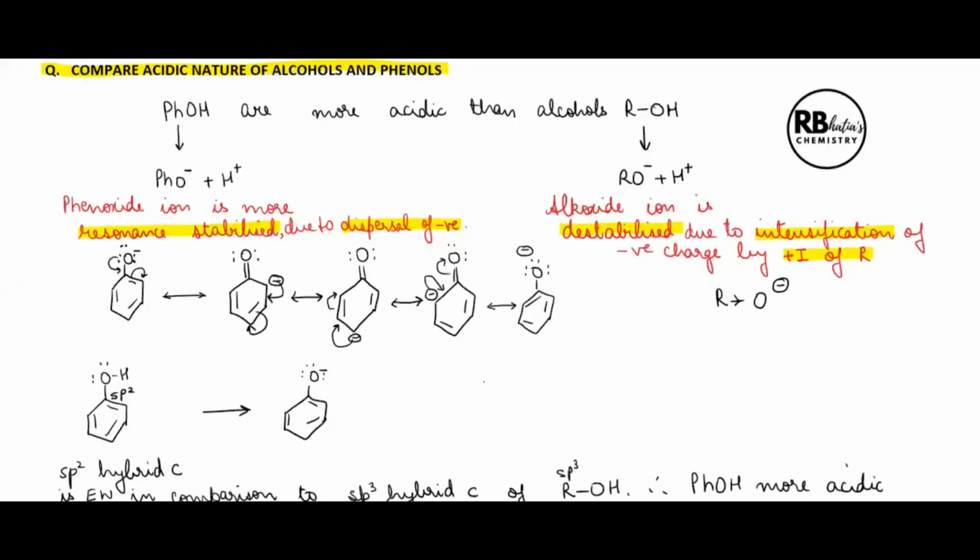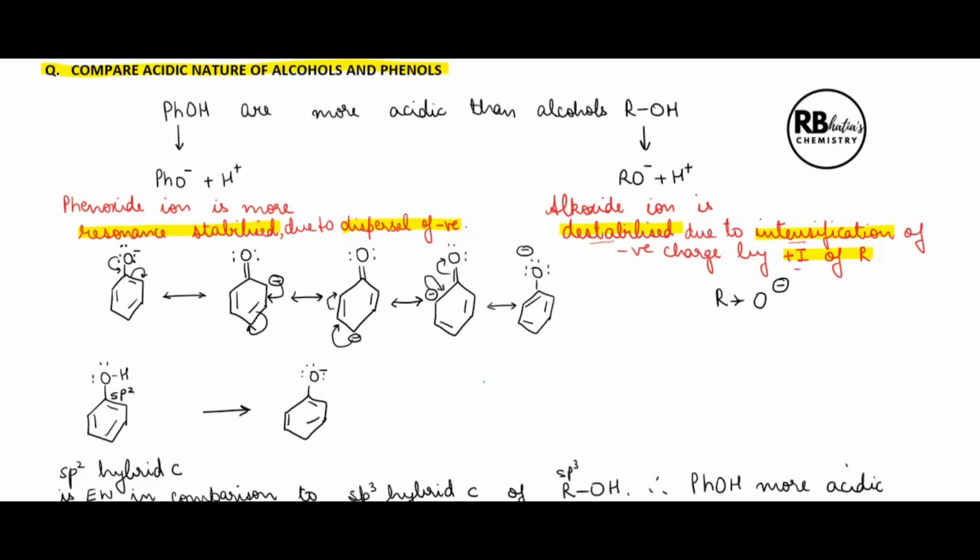So these are the key words that you should be keeping in mind. The key words are: phenoxide ion is resonance stabilized due to dispersal of negative charge, and here destabilized due to intensification, which is further due to plus I of R.